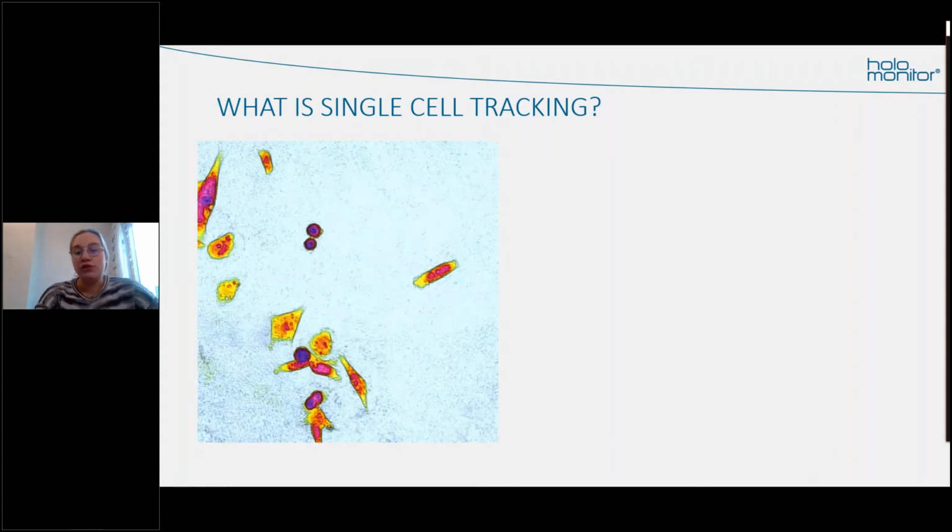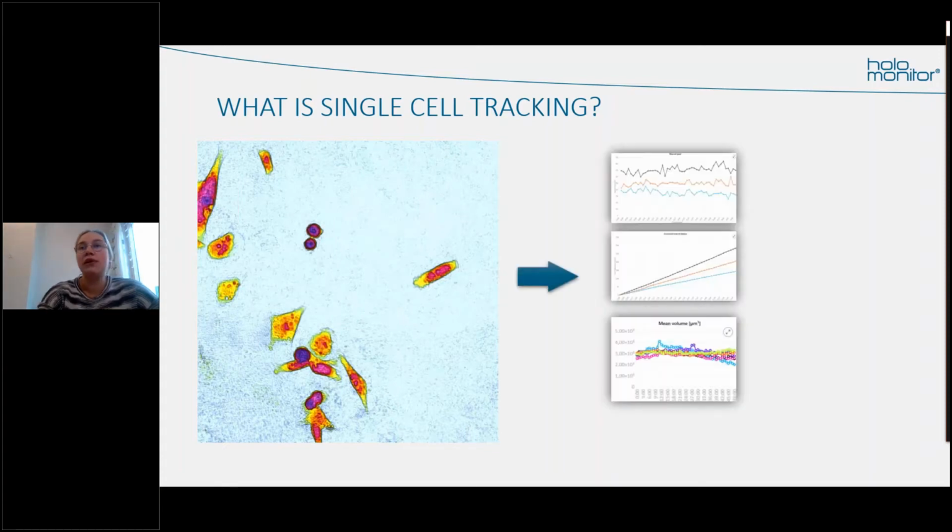Depending on the method you're using, this can be done both on a cell population level, and here are some examples. The top graph showing mean cell speed, the middle graph showing accumulated cell distance the cells have moved, and the bottom is the mean cell volume over time, or changes in cell volume over time.